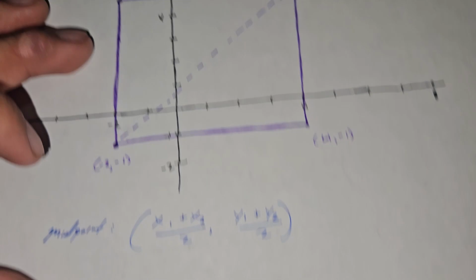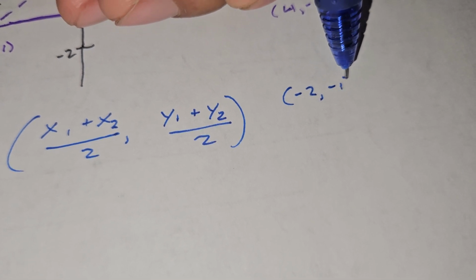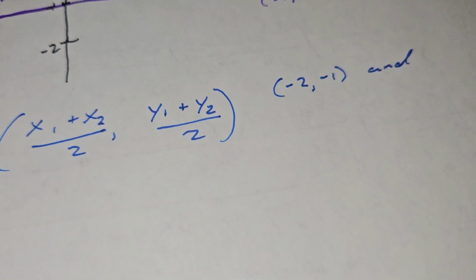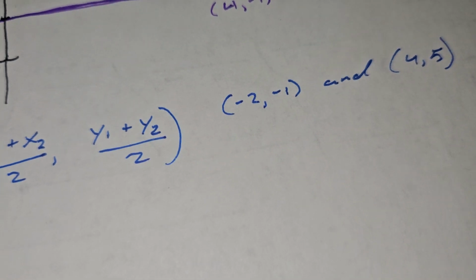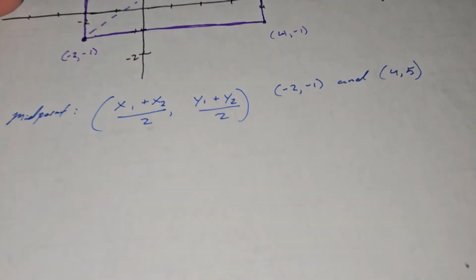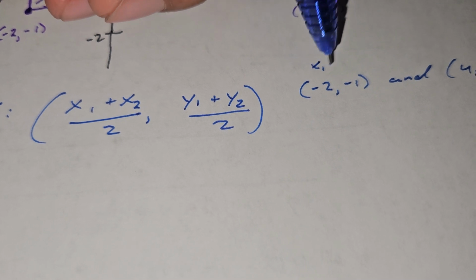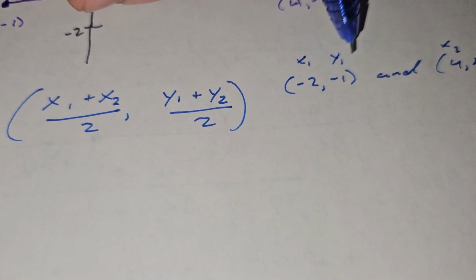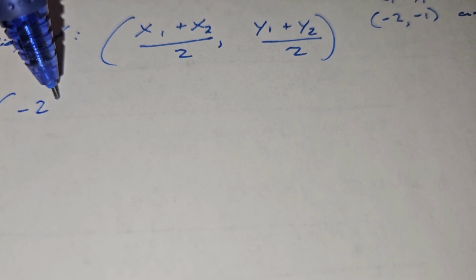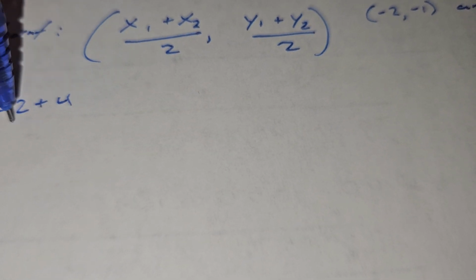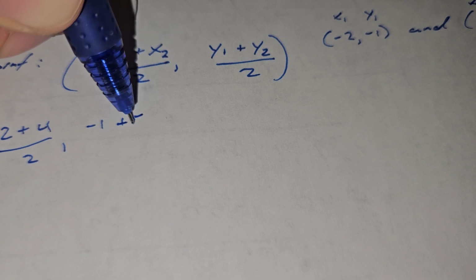It's just the averages of the points. What points did we choose? We chose negative 2 and negative 1, and we chose 4 and 5. Let's find the averages of these two points using the midpoint formula. Let's label it first. This is x sub 1, this is x sub 2, this is y sub 1, this is y sub 2. So x sub 1 is negative 2, plus x sub 2 is 4, divided by 2. Y sub 1 is negative 1 plus y sub 2, which is 5.